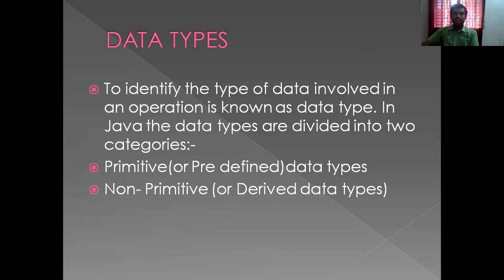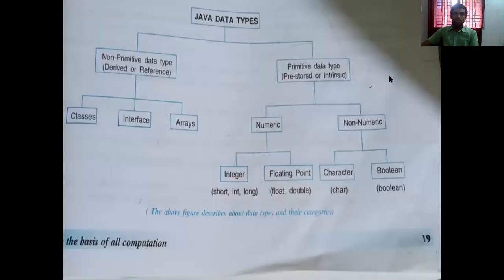To identify the type of data involved in an operation is known as data type. In Java, we have two types of data types. That is, number one, primitive data type, and number two is non-primitive data type. Primitive data type comes with the Java compiler, and non-primitive are the user-defined data types where the user has to define them. So the table is shown out here.